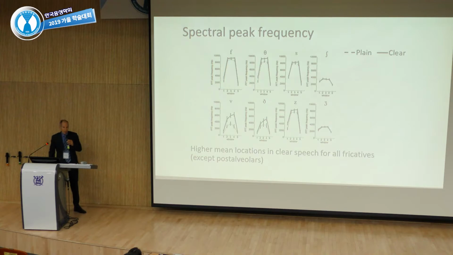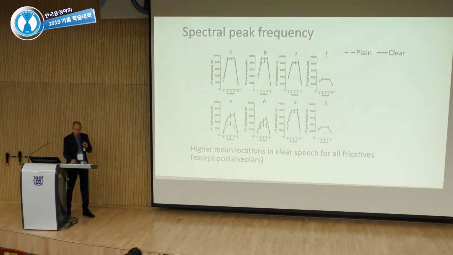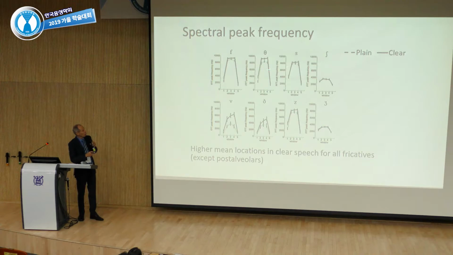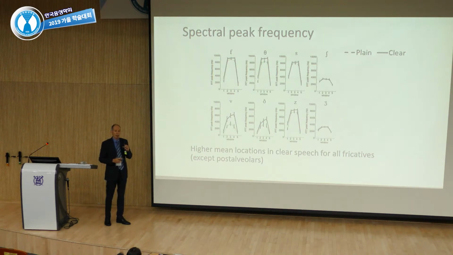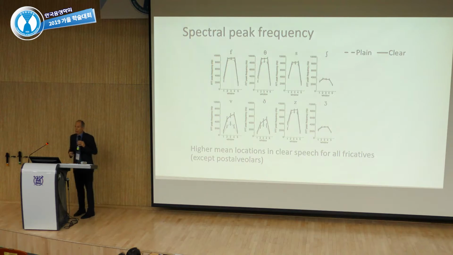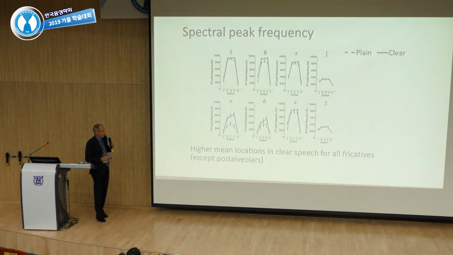I'm just going to give you one example here. There's a lot of data on this slide. There's 8 different panels, one per fricative. On each panel, you'll have 5 different measurement locations, a window marching through the fricative, and then spectral peak frequency along the vertical axis. The key thing to note is that on each panel, the clear production data is in the solid line, and the plain is in the dashed line. The key thing to note is that overall, we always find higher spectral peak locations for clearly produced fricatives than for plain produced fricatives, with the exception of the post-alveolar here. So this is just one example.